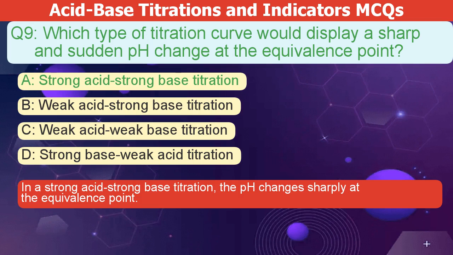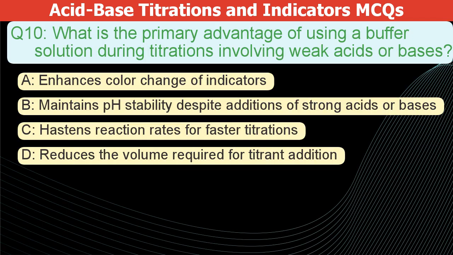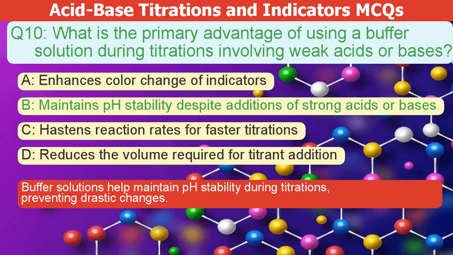In a strong acid strong base titration, the pH changes sharply at the equivalence point. What is the primary advantage of using a buffer solution during titrations involving weak acids or bases? A. Enhances color change of indicators. B. Maintains pH stability despite additions of strong acids or bases. C. Hastens reaction rates for faster titrations. D. Reduces the volume required for titrant addition. The correct answer is B.